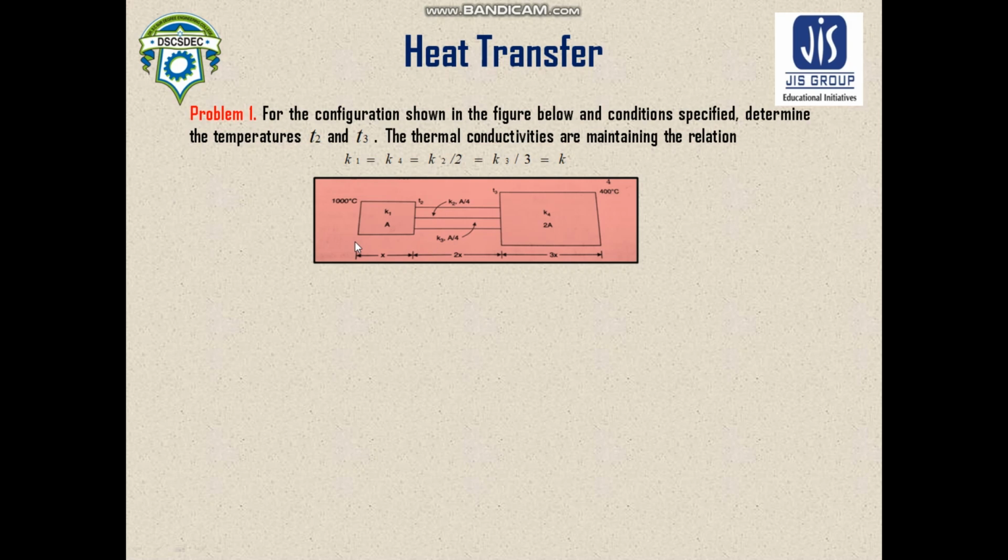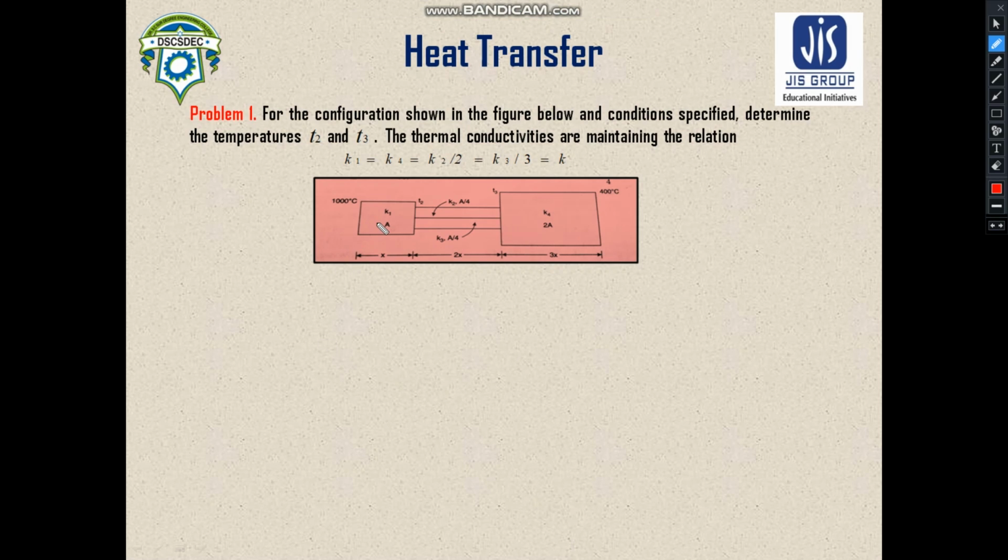So let us read out this problem. For the configuration shown in the figure below and the conditions specified, determine the temperatures T2 and T3. The thermal conductivities maintain the relation K1 equals K4 equals K2 by 2 equals K3 by 3 equals K, where K is the general number here. So let us start the problem.